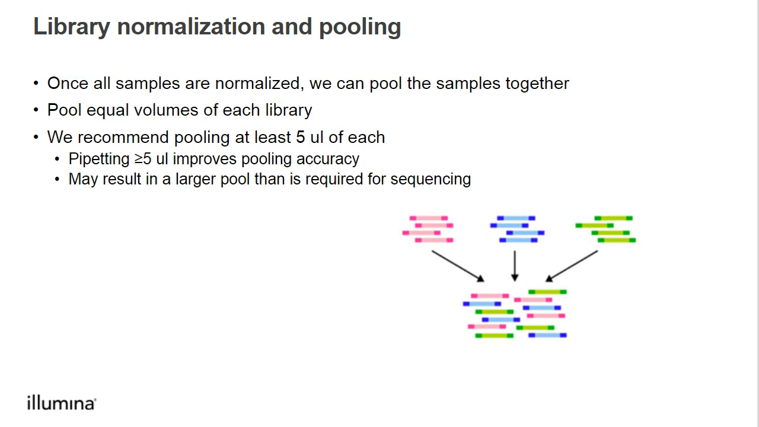When pooling samples, we recommend pooling at least 5 microliters of each library. Pipetting small volumes can lead to inaccuracies, so using at least 5 microliters for each sample is super helpful. And then if you're using 5 microliters of every library, you might end up with a pretty large pool and perhaps more than is needed for sequencing, and that is totally fine. Any additional pool can be stored at -20 degrees.